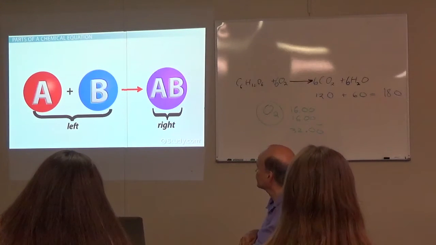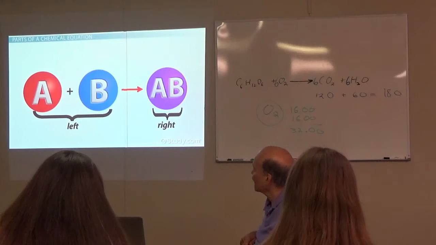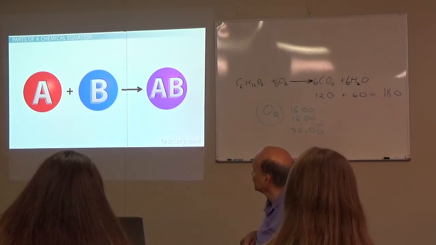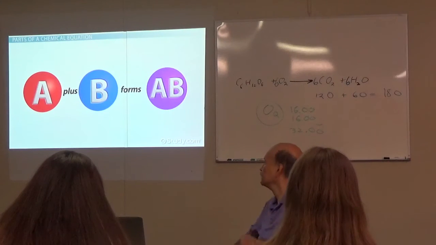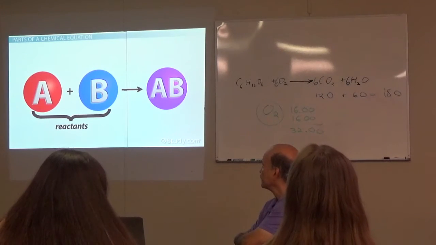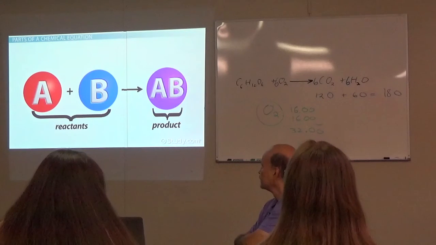The arrow can be a right-pointing arrow, a left-pointing arrow, or a double-headed arrow, depending on the chemical species and equilibrium involved in a chemical reaction. You can read the arrow as goes to, forms, or yields. To represent a generic chemical equation, we often use alphabetic letters. We read the equation as A plus B yields AB, or A plus B forms AB, or A plus B goes to AB. Note that A and B are reactants, and AB is the product, a newly formed substance in a chemical reaction.